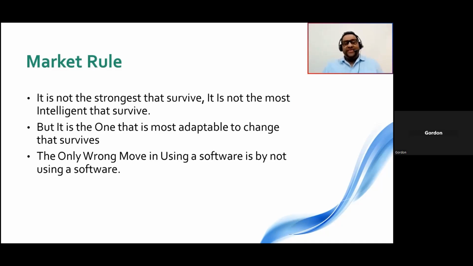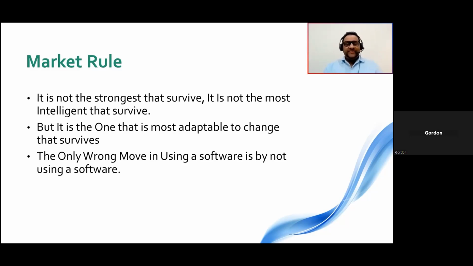So it is up to you. If you're the strongest, if you're very intelligent, I guess we should all be open to learning and adapt to change. As Dr. Jawahar Shah rightly says, a day without learning is a day wasted. Absolutely, isn't it? And the only wrong move in using a software is by not using a software. So today, my dear friends, we're going to look at some reasons why we need to use a software. And then we look at which software to use. That decision, I'll leave it up to you. I won't tell you what software to use. You're going to take that choice and make a decision.